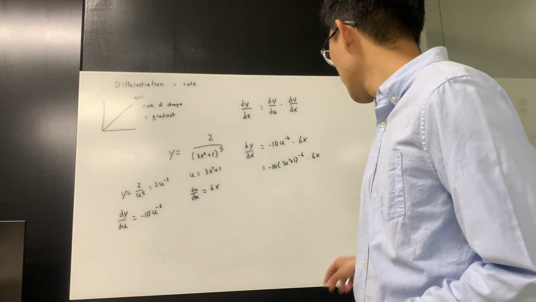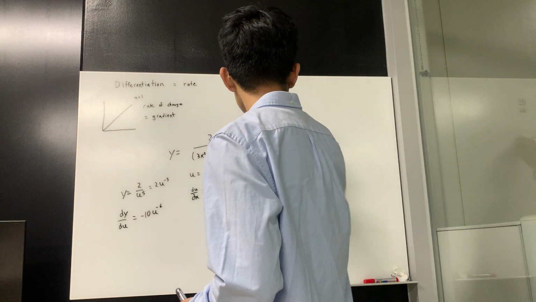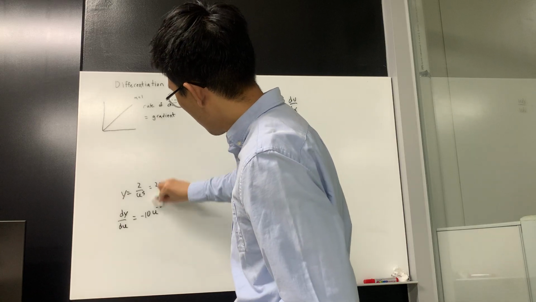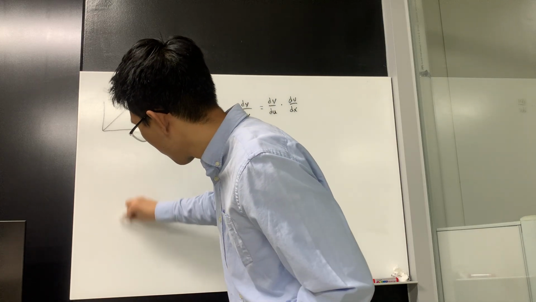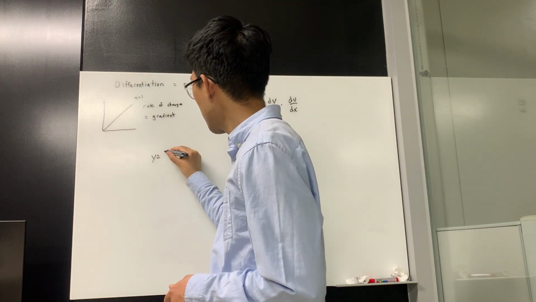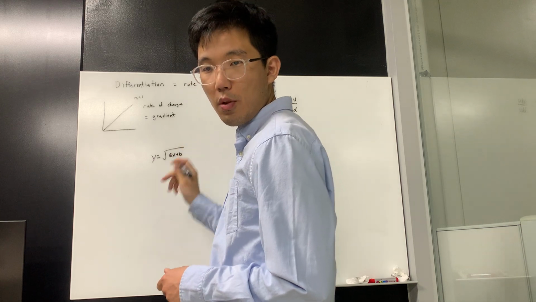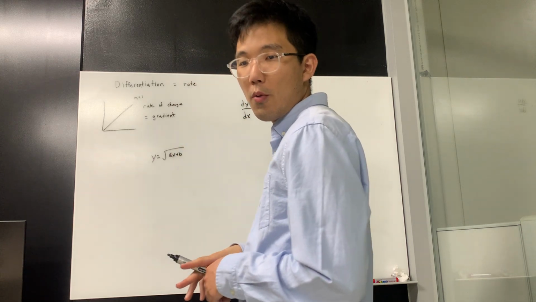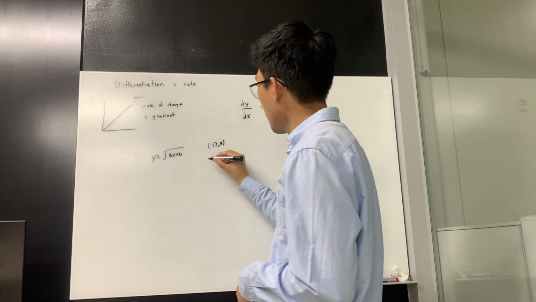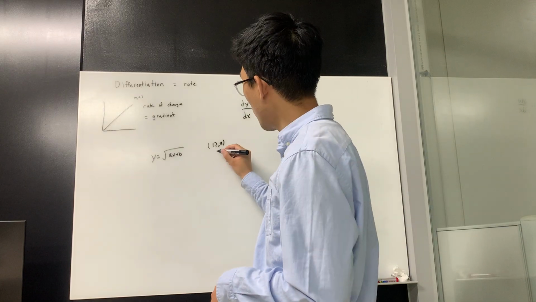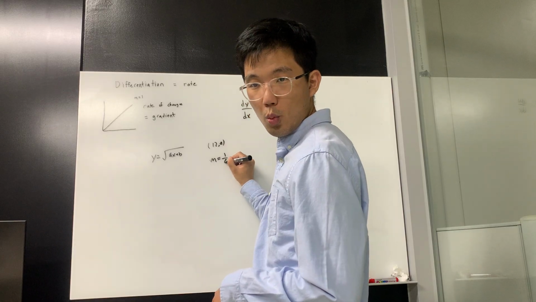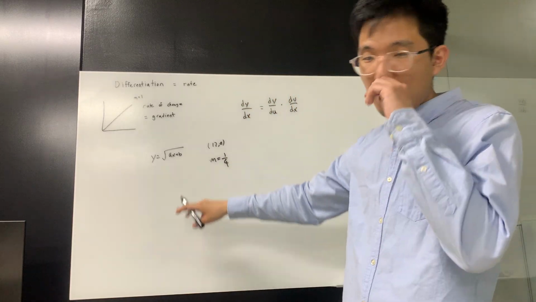Okay. Another problem. This is more of a quiz instead of asking you to differentiate. The curve y is equal to root of (ax plus b) passes through the point (12, 4) and has gradient 1 over 4 at this point. Passes through (12, 4), and when x is 12, the gradient is 1 over 4. And we need to find the value of a and b.